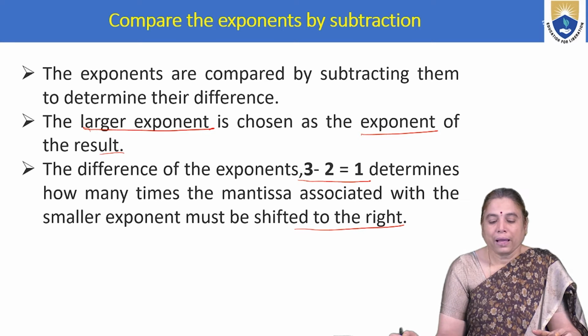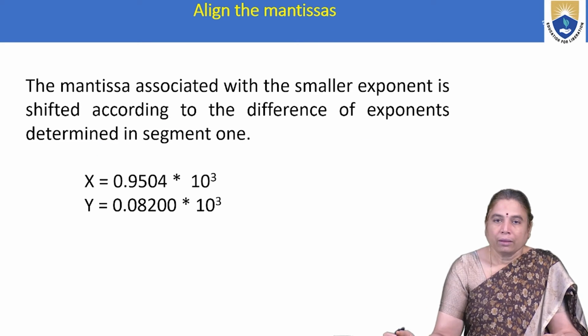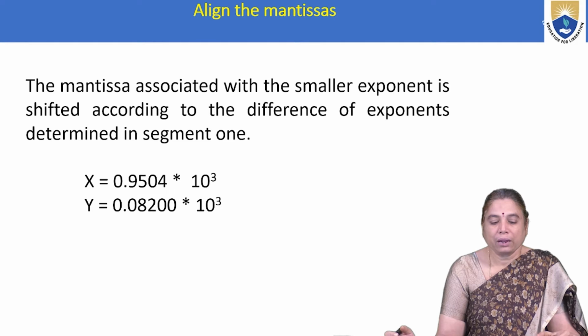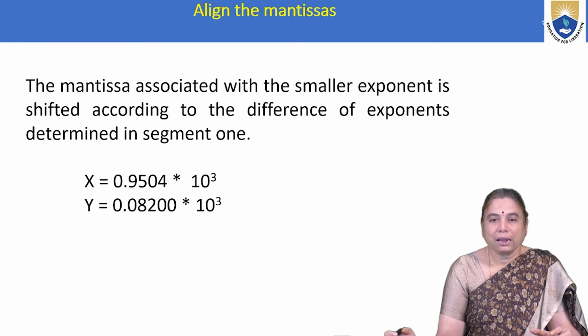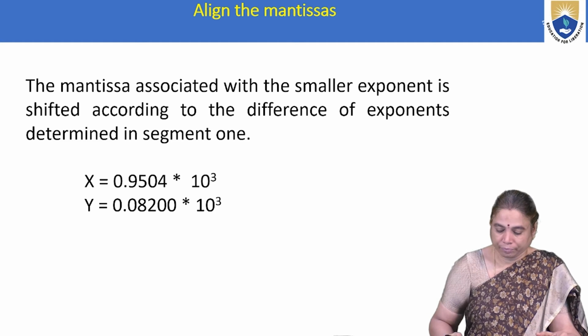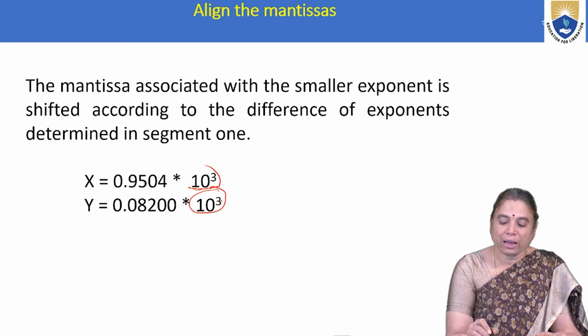So here we compare the exponents by subtraction so that the larger exponent can be chosen as the exponent of the result. The second step is to align the mantissas. The mantissa associated with the smaller exponent is shifted according to the difference of exponents determined in segment 1. So here the mantissa with the smaller exponent is shifted so that the alignment of the mantissas can be carried out. Here the first value has 10 cube, and the second exponent, small b, has the value 2.